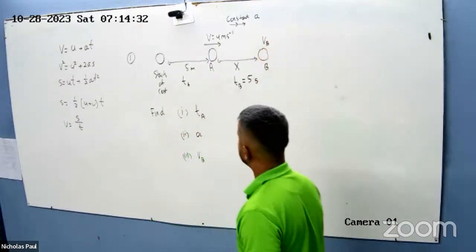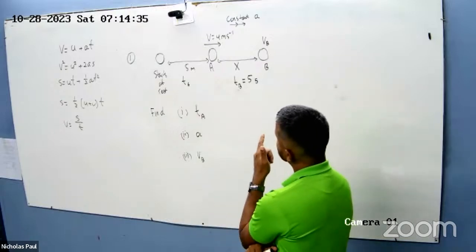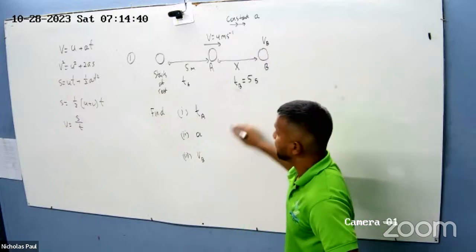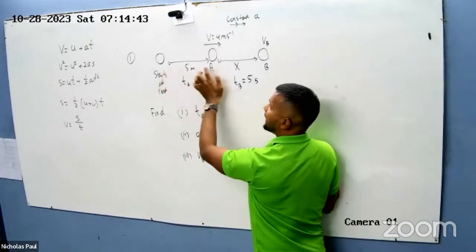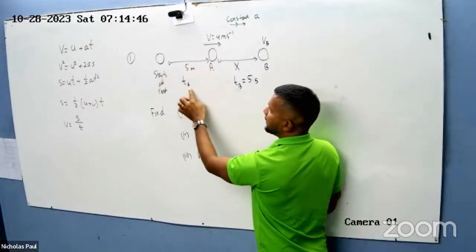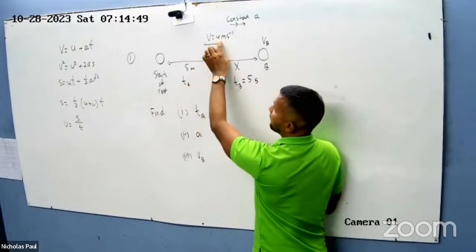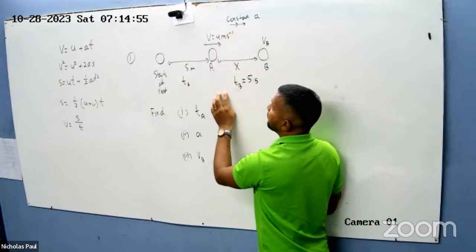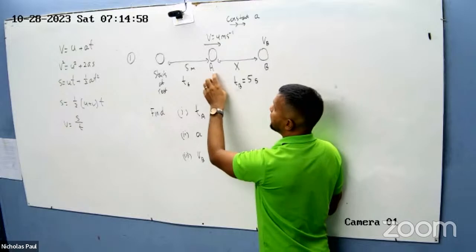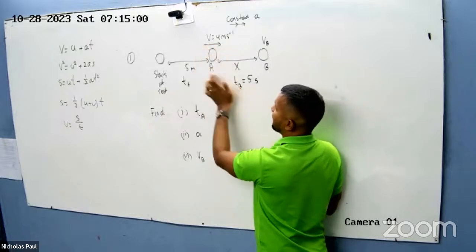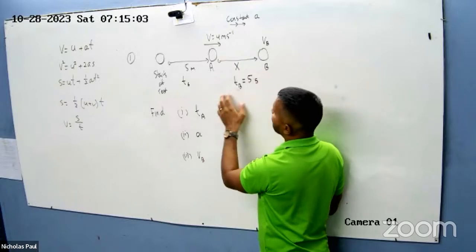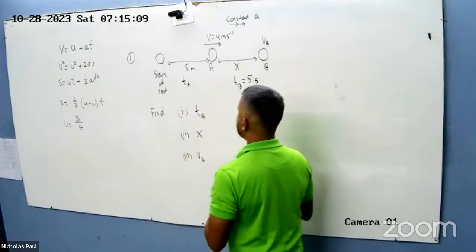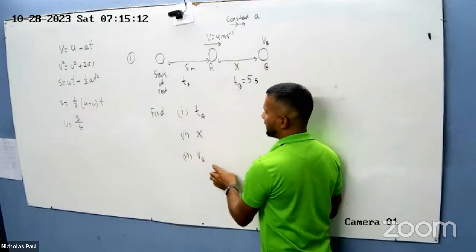All right, so let's see if we can find these things here. We have information, right? So here's what we have. The object starts at O, travels 5 meters to A in some time, and reaches a velocity of 4. Then from A to B, it has a constant acceleration, taking 5 seconds to go from here to here. We have to find time T for OA, X, and PB.